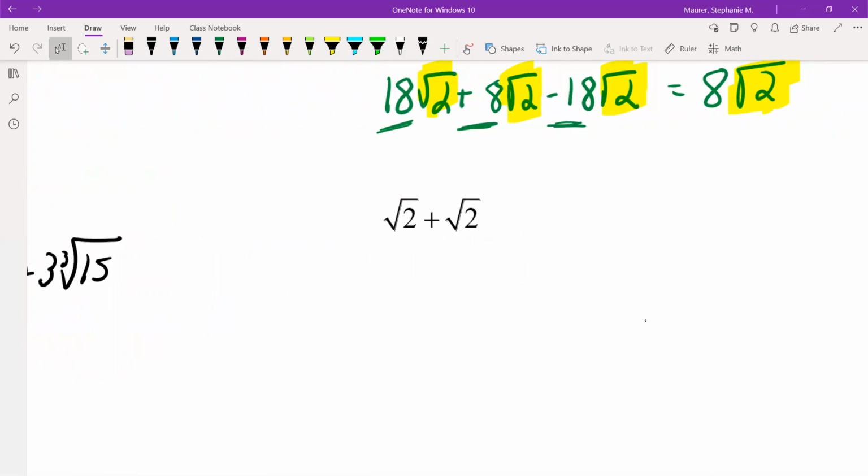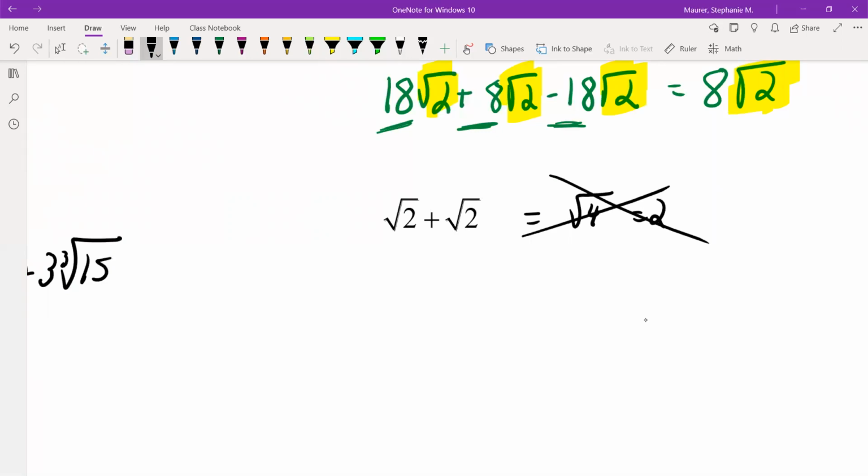This last one, when you take a look at it, again, double check. They are both square roots, perfect. And they are both 2's, perfect. So in theory, we can add these, no problem. But this is one that it's very tempting for people to say square root of 4, and they simplify it down to 2. Do not do that.